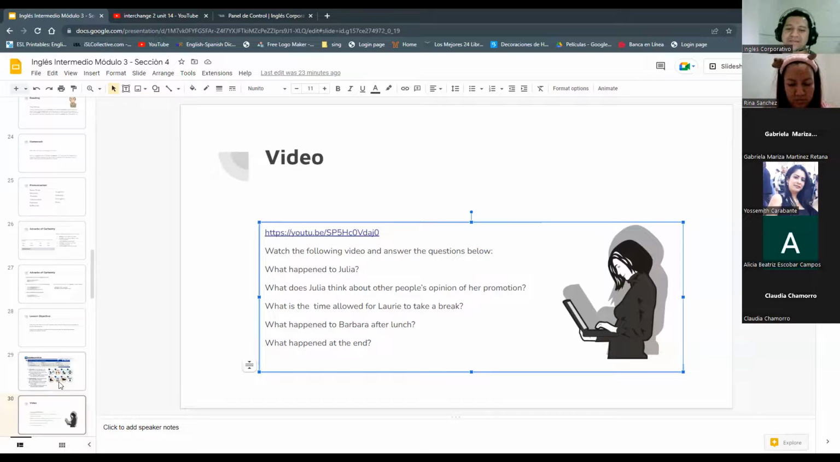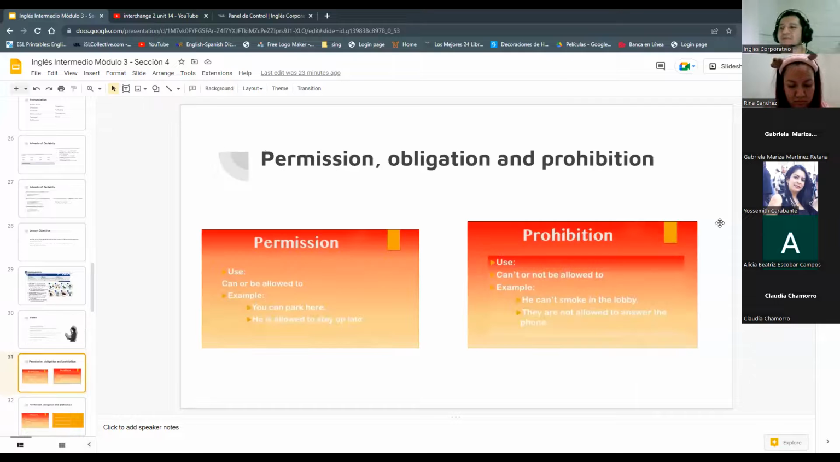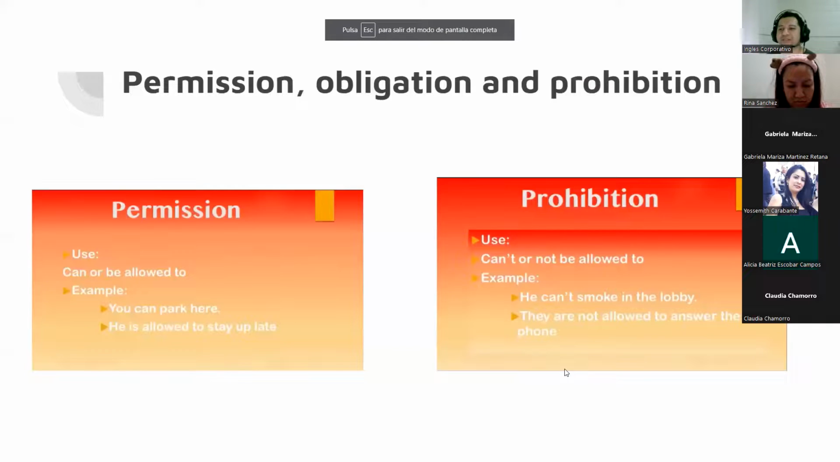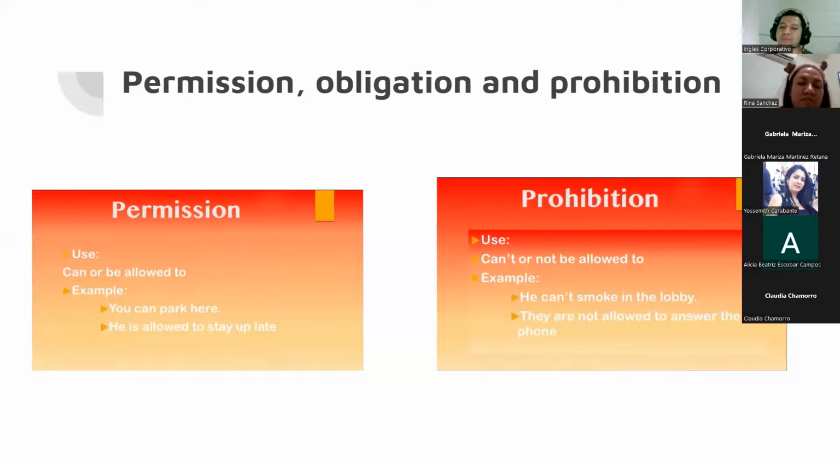Okay, very good. Correct. They were preparing like a celebration for her promotion. Perfect. Very good. So as you can see, we can use these expressions or these words for permission and prohibition, right? You have this information in the platform. Probably you have seen it before. And it says that we can use can or be allowed to for permission, right? You can park here. He is allowed to stay up late. And prohibition, right? Like can't or not be allowed to. So that is the opposite, right? In a negative way. He can't smoke in the lobby.